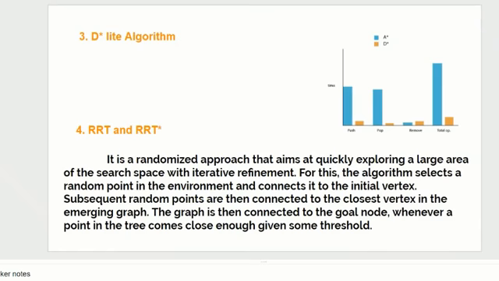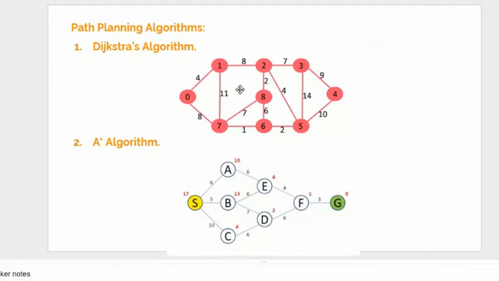So now we jump on to the D star algorithm. Now D star has different approaches like focused D star and D star Lite. D star Lite is, I think, much known. Basically, it is nothing but a juncture of Dijkstra's and A star.